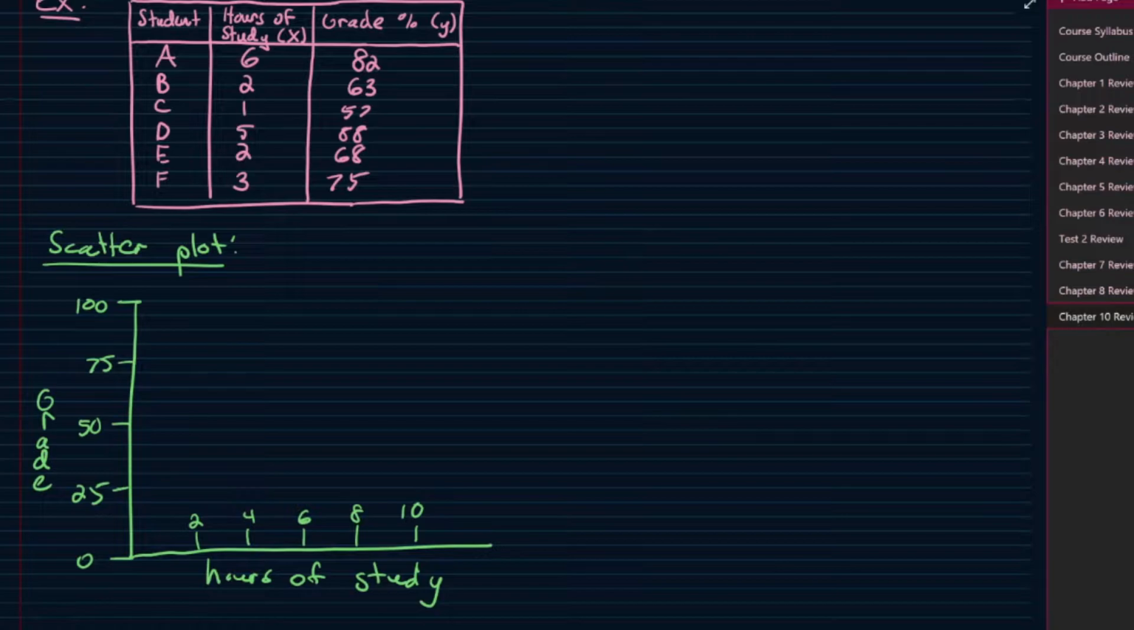And so if I was to plot these as points, here I've got 6, 82, so maybe around here. 2, 63, something like this. 1, 57. 5, 88. 2, 68. And 3, 75.